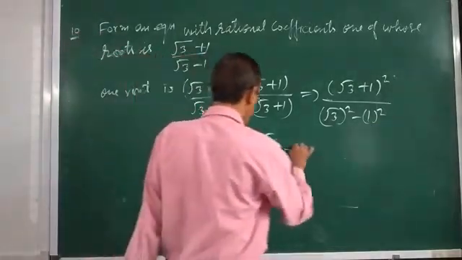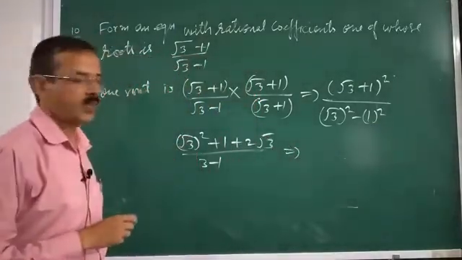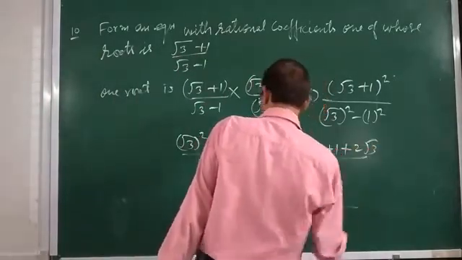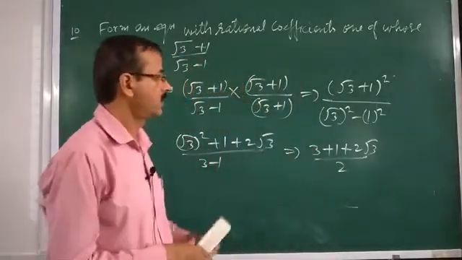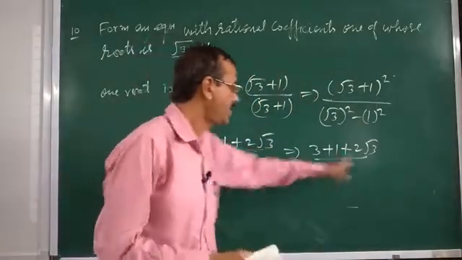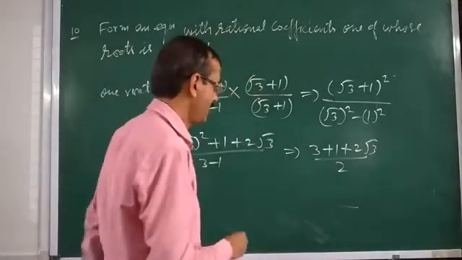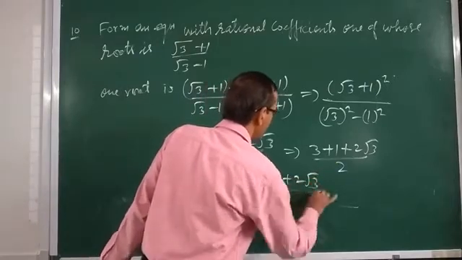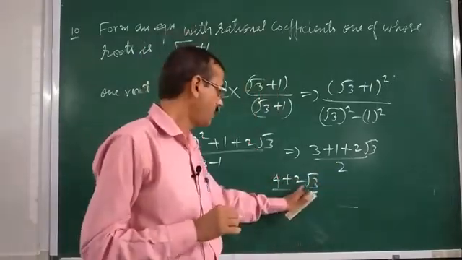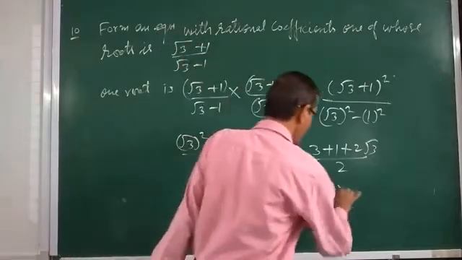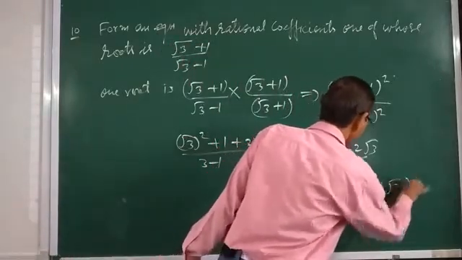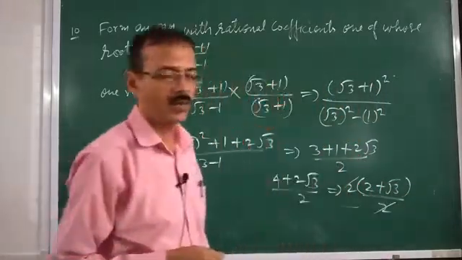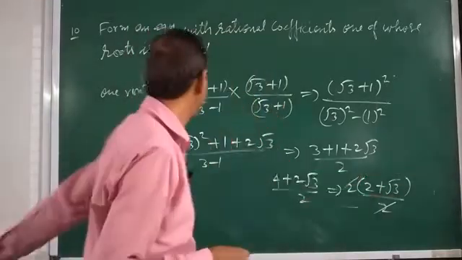Now, root 3 whole square is 3, plus 1 plus 2 root 3, whole by 2. So 3 plus 1 is 4, giving 4 plus 2 root 3 whole upon 2. Now 2 is common, so we can write 2 plus root 3 upon 2, and the 2 cancels. The rest is 2 plus root 3.